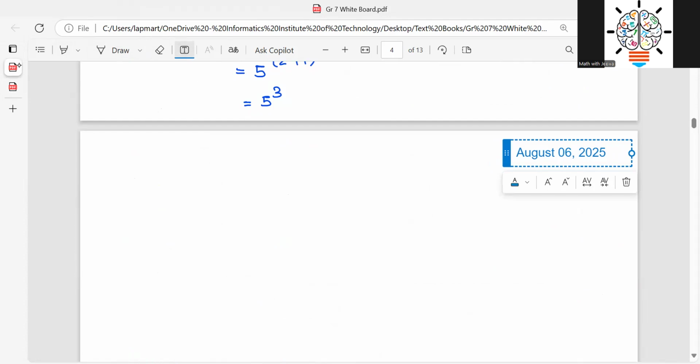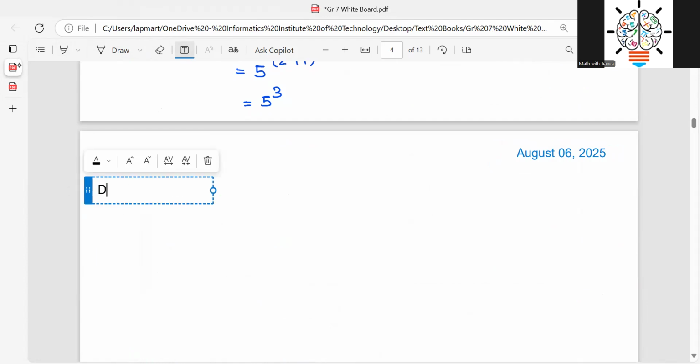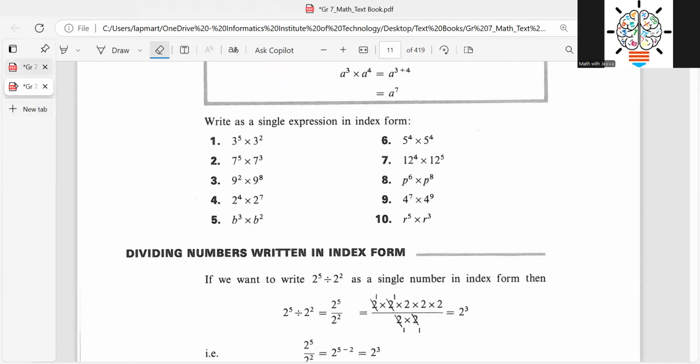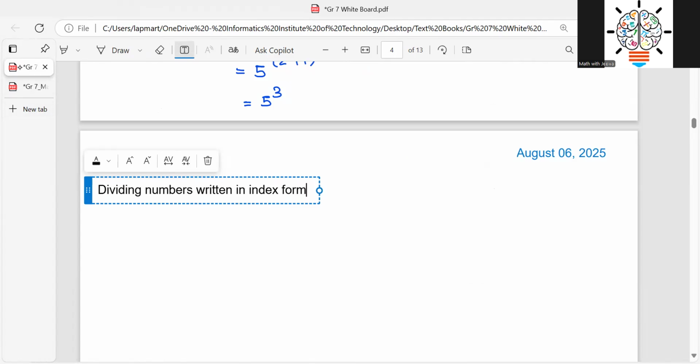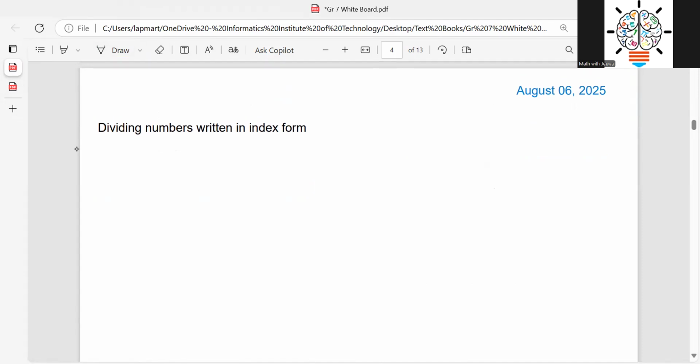So then you write the subtopic in black color. Here I write it in black color. Dividing numbers written in index form. Right? Dividing the numbers written in index form, right? Like I explained the multiplication, I will explain how to get this.